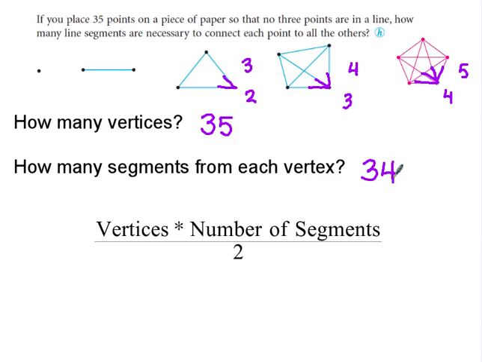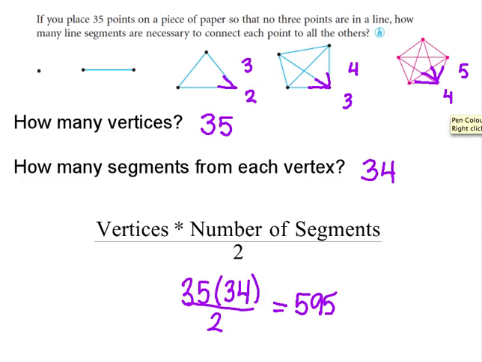Okay? So our formula is the vertices times the number of segments, divided by 2. That's what Stephanie and Aaron talked about. So in order to find how many, I would take 35 times 34 divided by 2. So what will that be? 595.